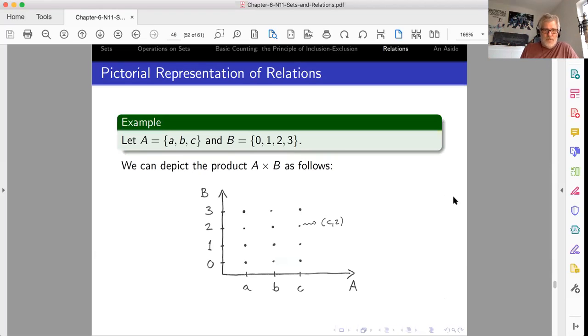So let's start with the first one. Okay, so I'm just basically going to play with an example, and you'll see how this works. I have 2 sets, A and B, as usual. A has elements a, b, c, and B has elements 0, 1, 2, 3.